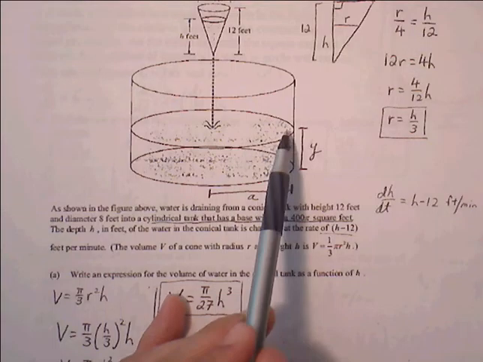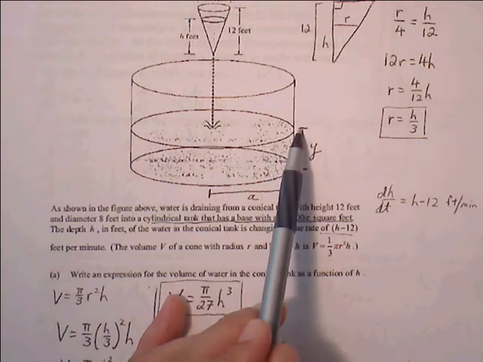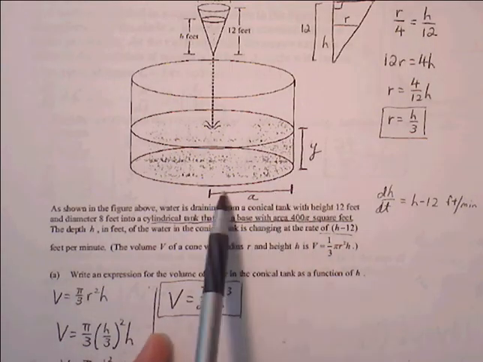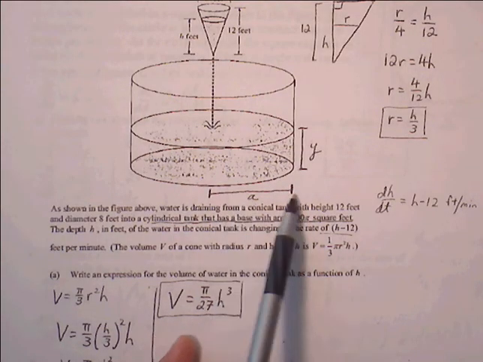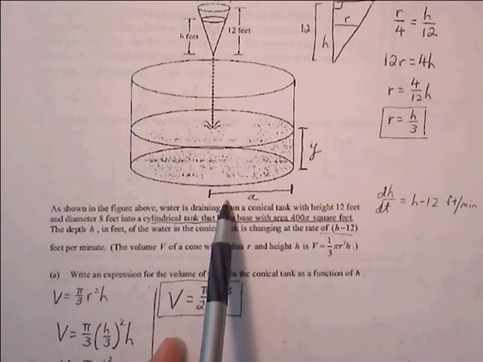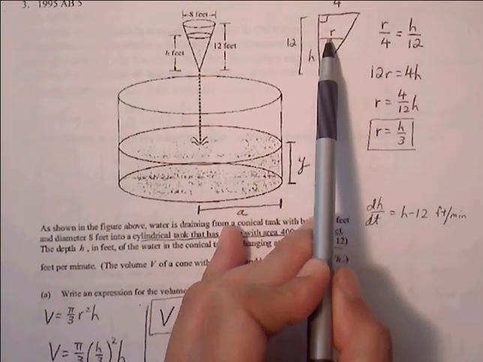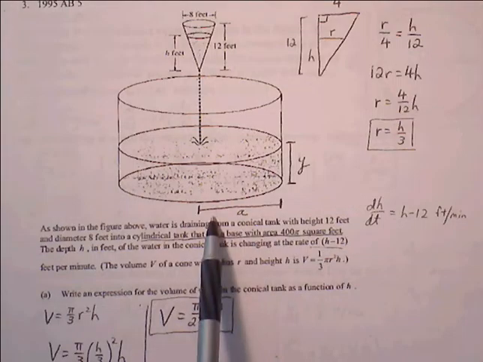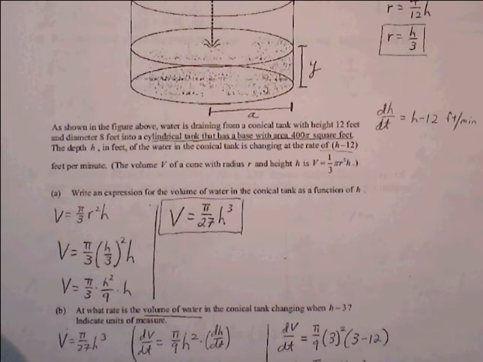So for the cylinder, we'll use y to represent the height of the water level. And then I'm going to use a to represent the radius of the cylinder. I don't want to use r since r has been used for the cone. So we'll just use a. Let a represent the radius of the cylinder.